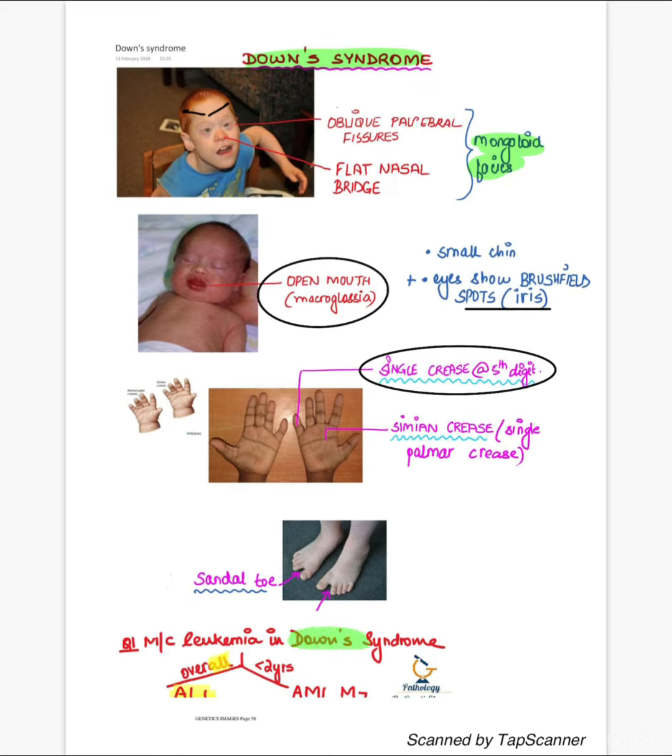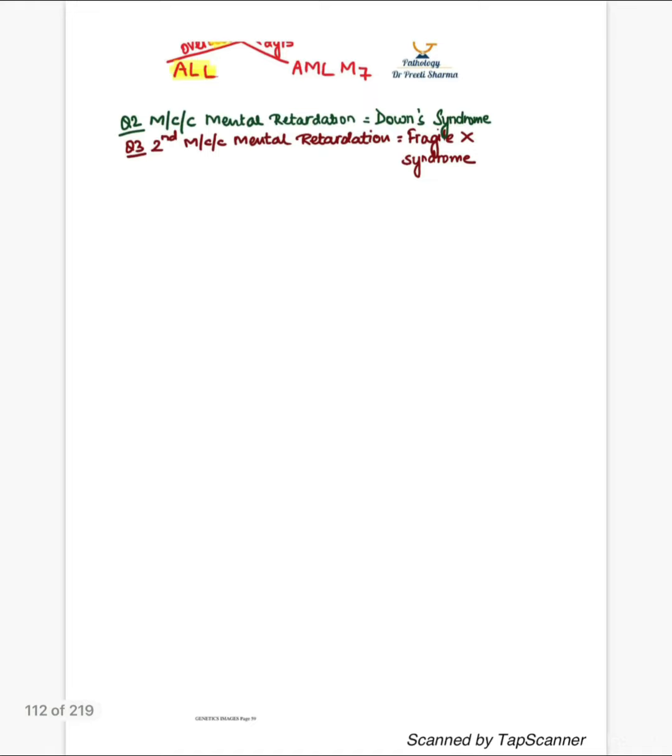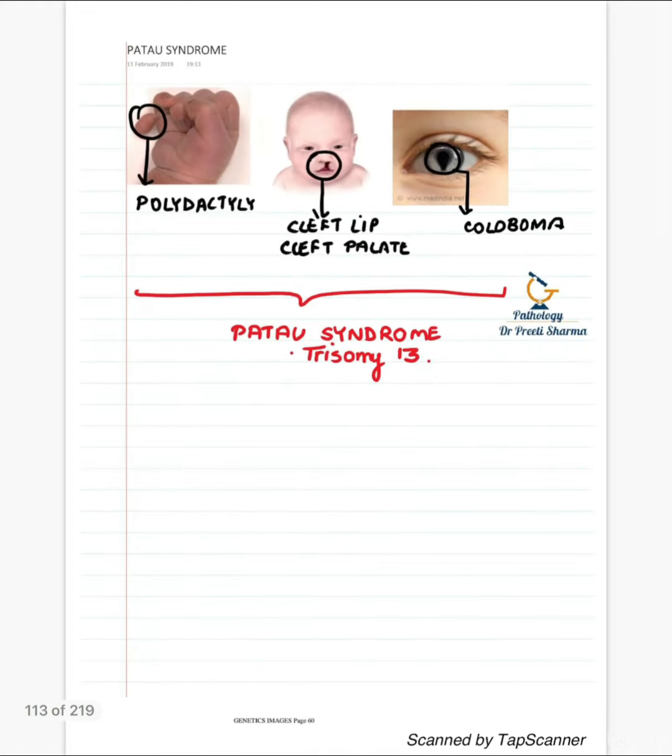And what is the most common leukemia in Down syndrome? Overall, it's ALL, guys. And if someone asks you in less than 2 years, that is AML M7. Then this we have already done, guys.